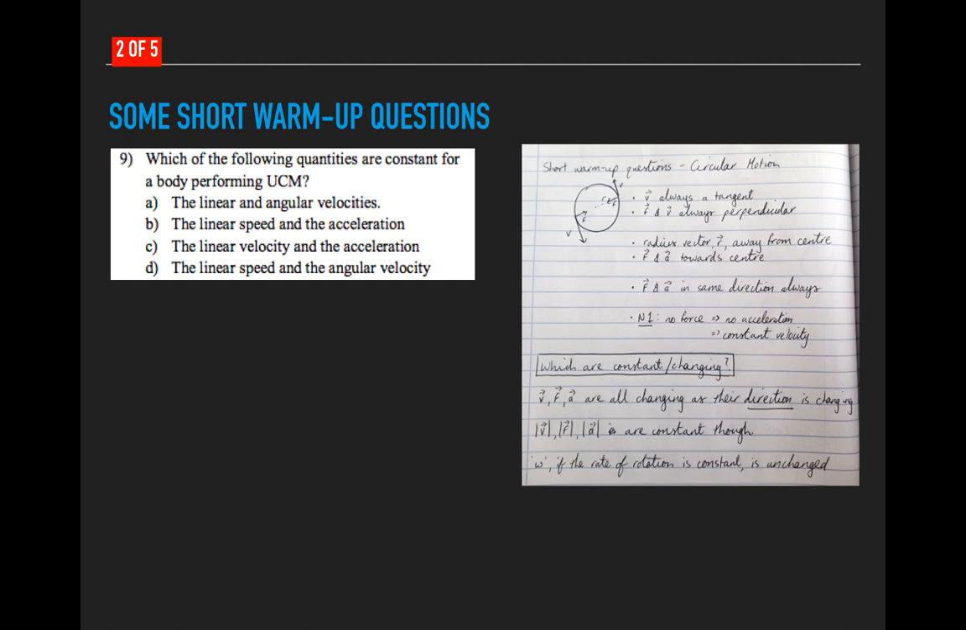And likewise, the angular velocity, we're assuming it's unchanged here. So there's no angular acceleration. It's rotating at the same rate. So question 9 then, which of the following quantities are constant? It was the linear speed and the angular velocity.